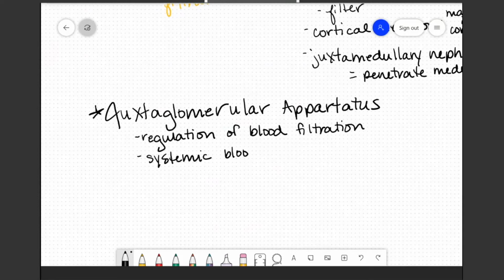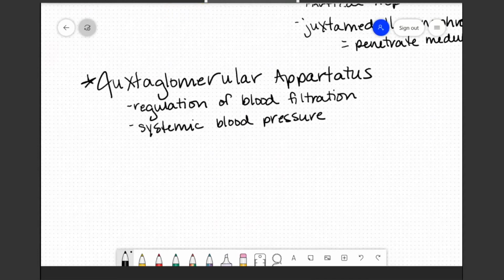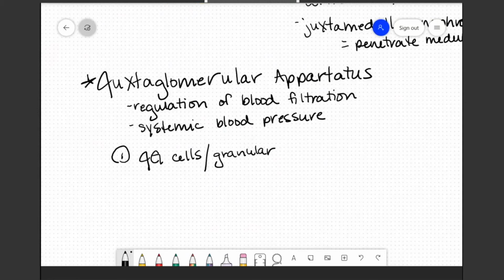So your heart will be involved in blood pressure as well, but your juxtaglomerular apparatus is responsible for your systemic blood pressure. And there are two structures to this guy. The first structure is going to be called your JG cells. Depending on the edition of your book, they could also be called granular cells. I have seen both used. So JG cells or granular cells.